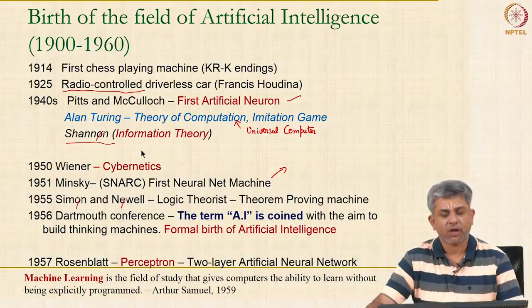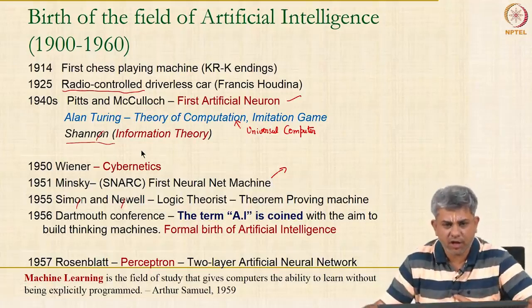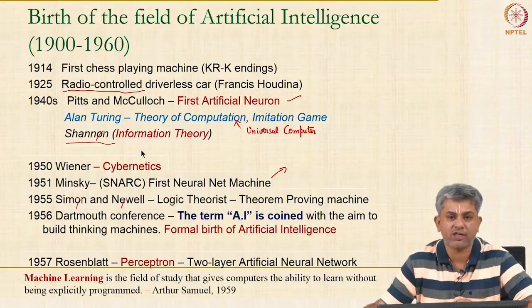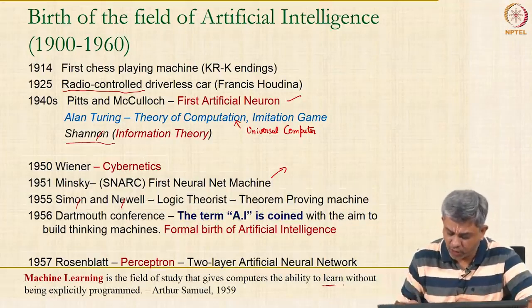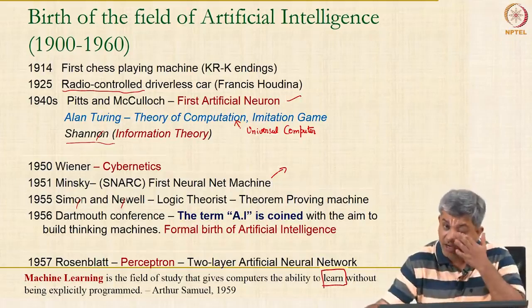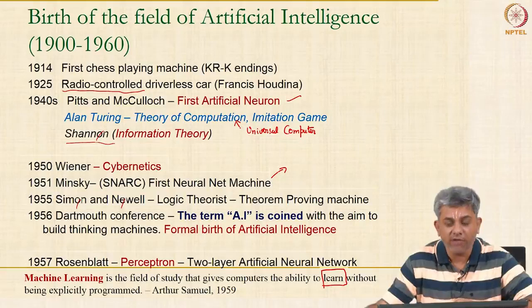Now, another researcher, Arthur Samuel, just to define machine learning a little more precisely than we did in the beginning, said that machine learning is the field that gives computers the ability to learn. This is what is key, the ability to learn. We will define learning itself a little bit later, without being explicitly programmed. We will come to this distinction shortly.